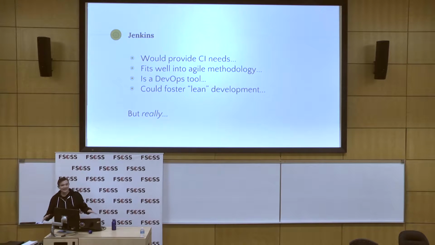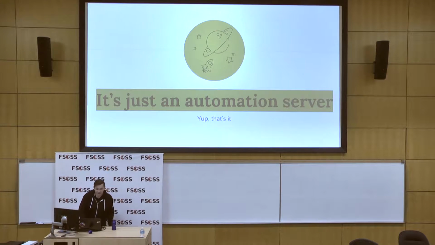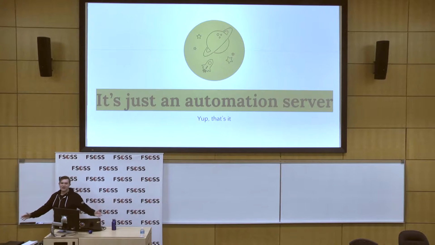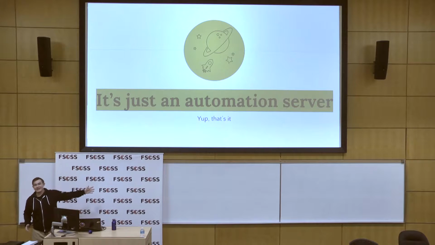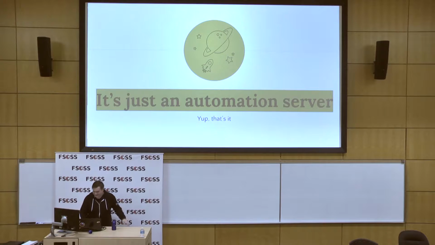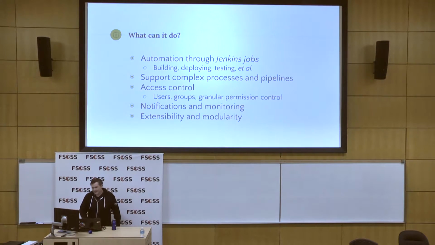But really, if there's anything I could leave you with today, it's that Jenkins is just an automation server. That's all it is. I could end the presentation right here, and I would be satisfied, because that is the most important thing everyone needs to take from today. It can do a lot.